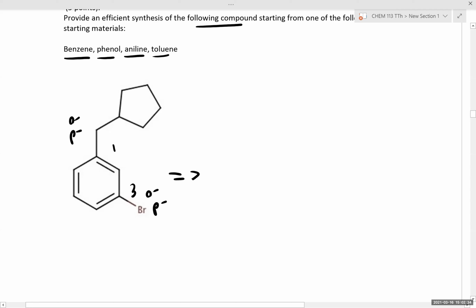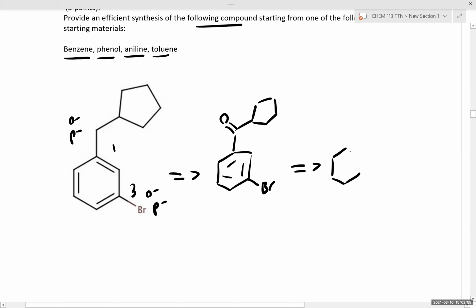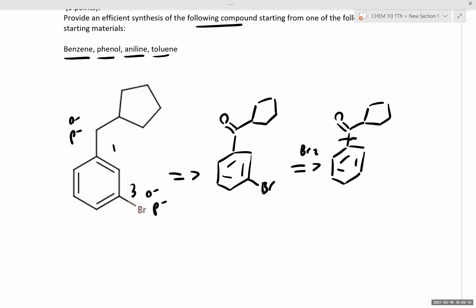So the first thing I'm going to do, since we have to install this bromine, we don't have a choice in the matter. It seems easier to install this bromine in the meta position if we have a meta director, such as an acyl group. From there, we can trace back and install the bromine just via bromination. And what is a fast way to form a carbon-carbon bond between an aromatic ring and a carbonyl? What textbook reaction would work?